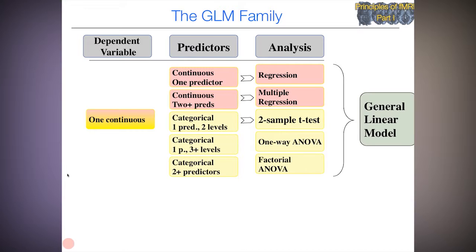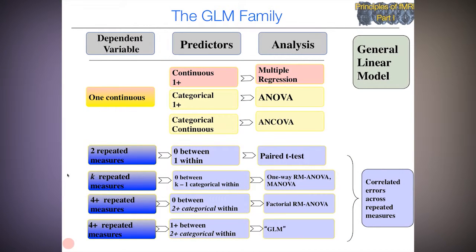If I have one continuous predictor, that's simple regression. If I have two continuous predictors, that's multiple regression. Let's say I have a categorical predictor with two levels, male or female, and that's what I'm using to predict the outcome. That ends up being a two-sample t-test. If you have a categorical predictor with three or more levels, basketball players, football players, baseball players, and the outcome might be memory score or performance, that's a one-way ANOVA. If I have two or more categorical predictors arranged in factors, that's a factorial ANOVA. And we'll look at examples of that later as we go on.